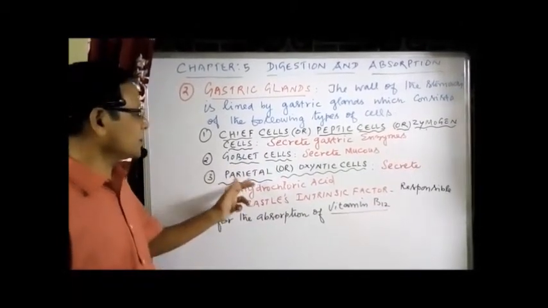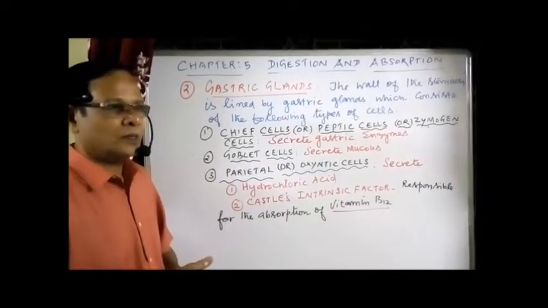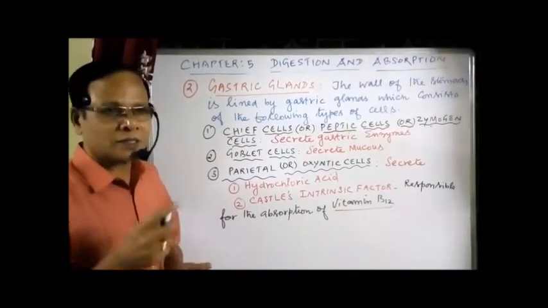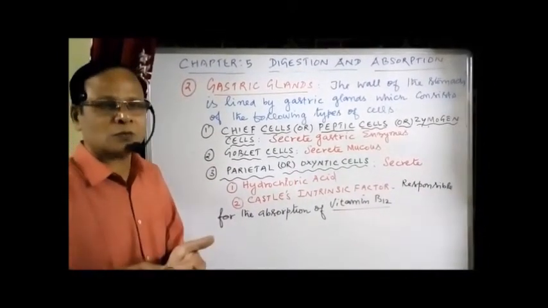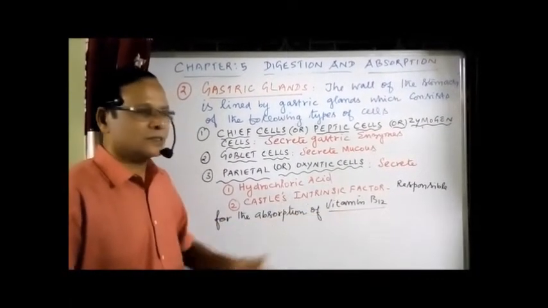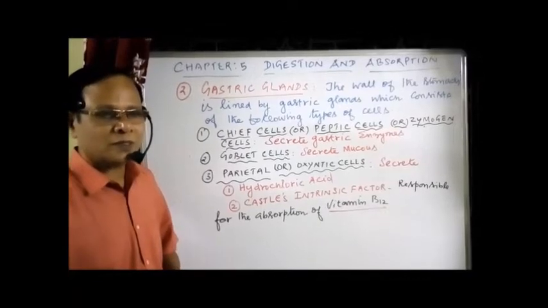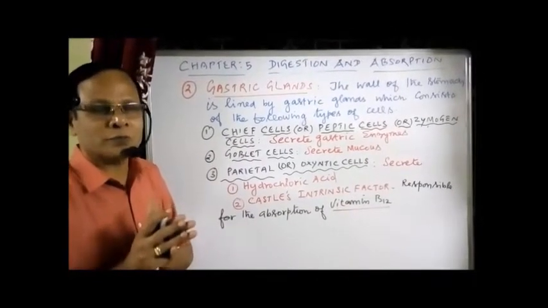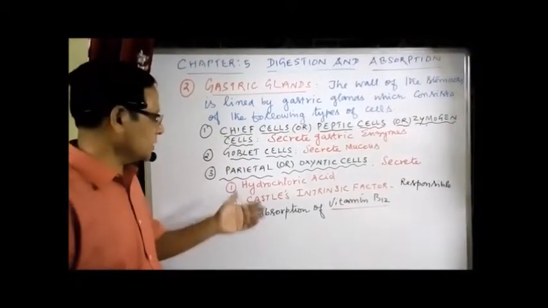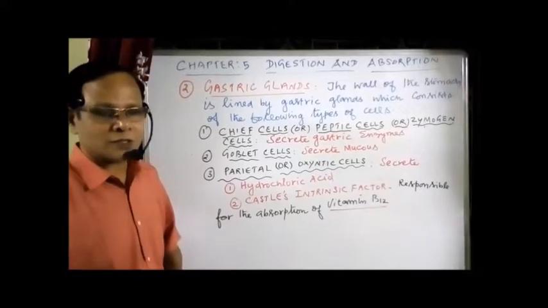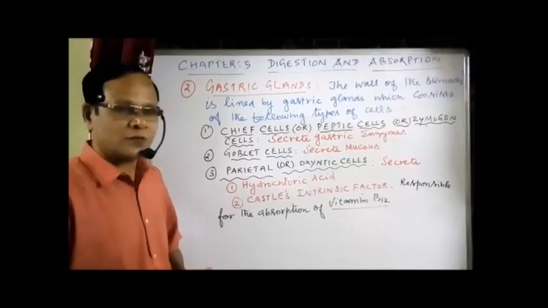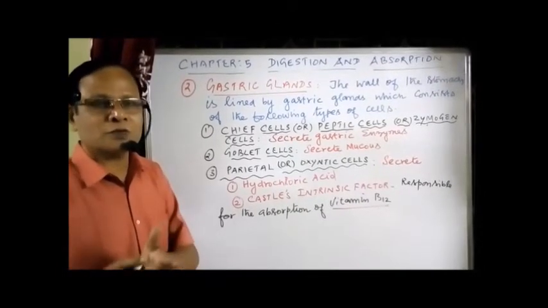The last one, parietal or oxyntic cells. Now these cells secrete 2 components. One is hydrochloric acid to maintain the acidic pH of the stomach, because enzymes work only in acidic pH. The second one, Castle's intrinsic factor, responsible for the absorption of vitamin B12, what is called cyanocobalamin, from the diet. So what is Castle's intrinsic factor? What is its function? It is one of the factors secreted by oxyntic cells. Function, it helps in the absorption of vitamin B12.